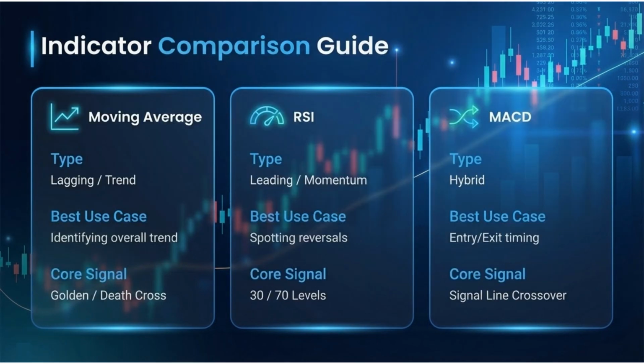Here is an indicator comparison guide. Moving averages are lagging and best for identifying overall trends. RSI is leading and best for spotting reversals. MACD is a hybrid, excellent for entry and exit timing.